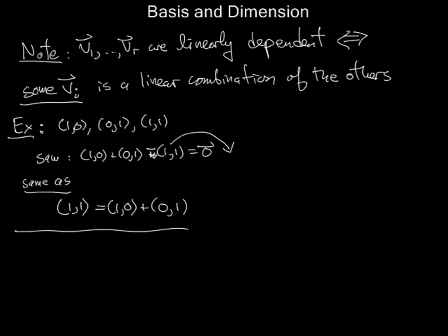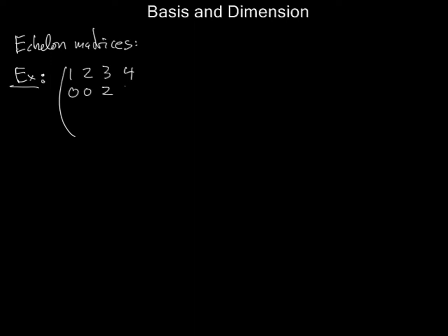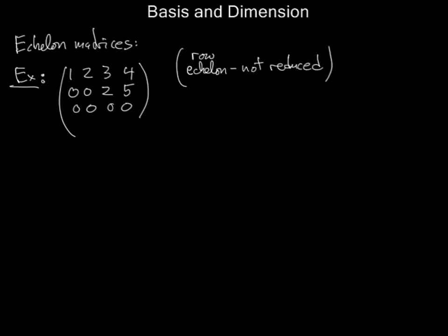All right, the last thing I want to do is talk about something about independence and dependence, which comes up in the setting of row echelon matrices. So let's just look at an example. Suppose you had a matrix in row echelon form like this. So it's in row echelon form, but not reduced row echelon form. And look at the two pivots.